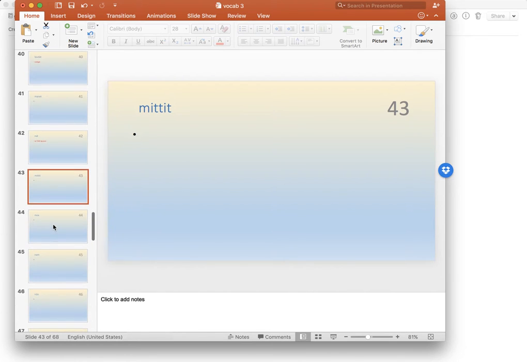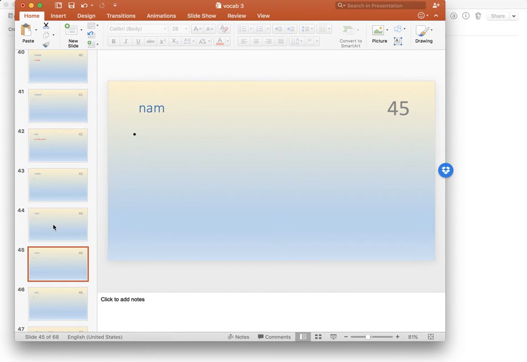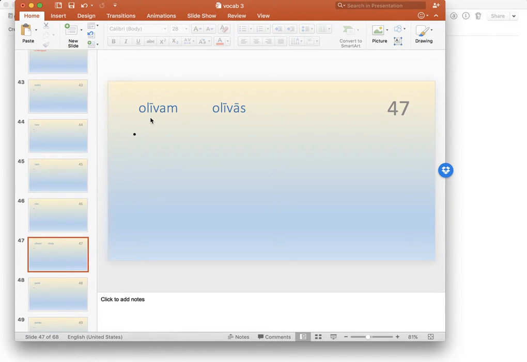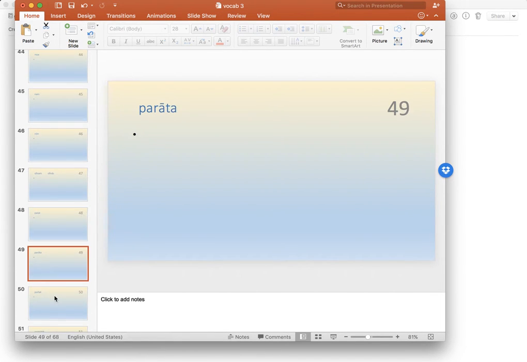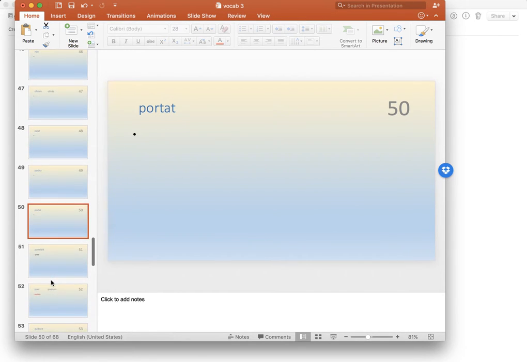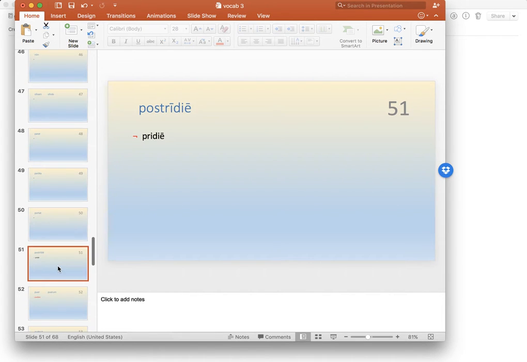Mittit, sends. Mox, soon. Nam, for or because. Non, not. Olivam means an olive tree. Olivas are the olives themselves. Parat, prepares. Something that has been prepared is ready, parata, like cena est parata. Dinner is ready. Portat, carries. Postridie, the next day. The opposite would be pridie, the day before.